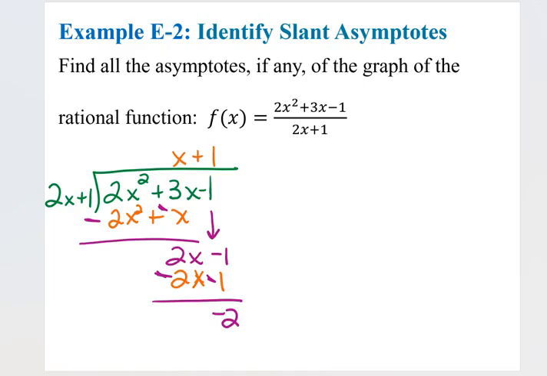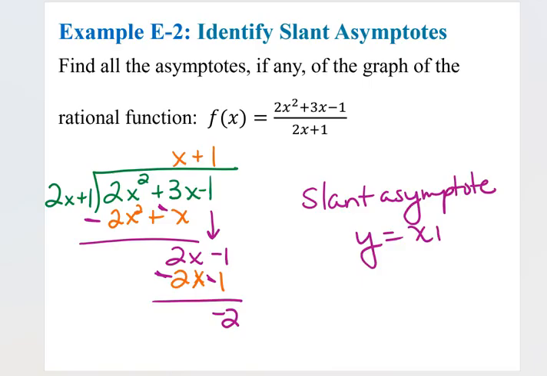So again, don't worry about the remainder. We're not dealing with that. So my slant asymptote, the equation of that, is going to be y equals x plus 1, just your quotient. So that will be your slant asymptote.